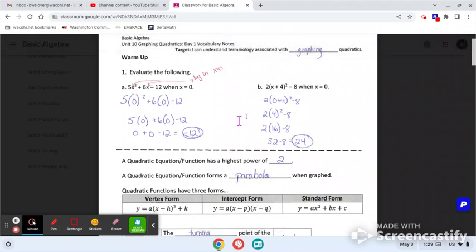Letter B, same thing, substitute in 0 where I see an x. This time I've got parentheses and I've got to work with what's inside of them first. 0 plus 4 is 4. Then I can do the squared. 4 squared is 16 times 2. And then subtract 8, I get 24.